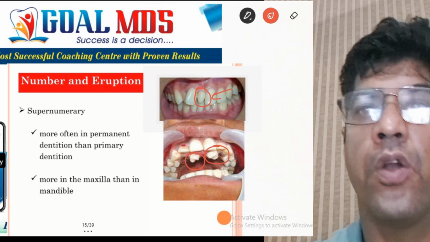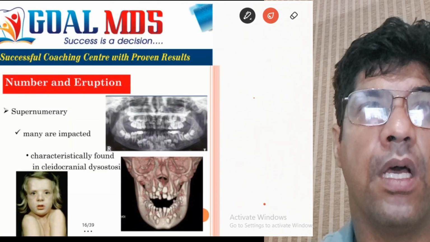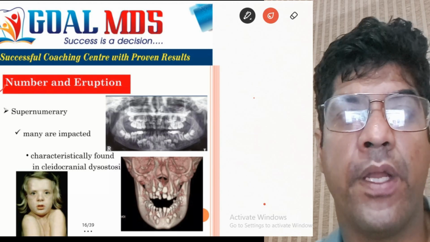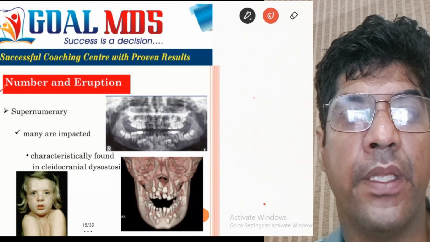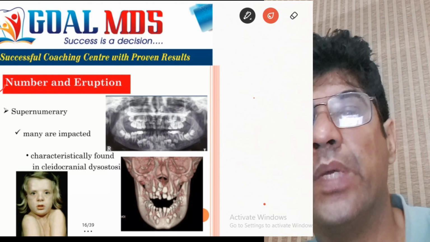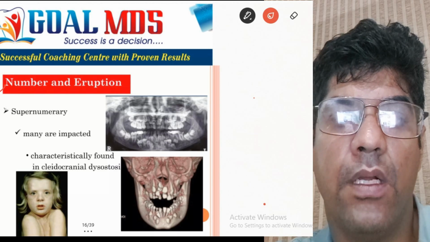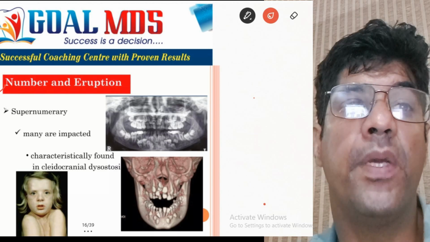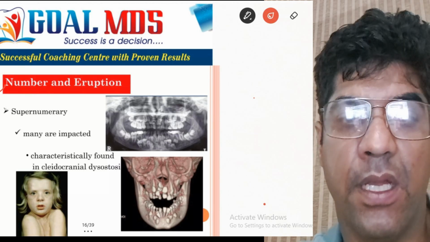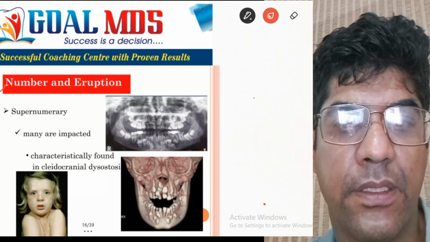The others are the odontome teeth. Odontomes, like this, you can see, are benign, slow-growing tumors that can form during tooth development. They consist of dental tissue in a disorganized pattern. So what are the most common supernumerary teeth? They are the mesiodens, which are situated between the maxillary central incisors.